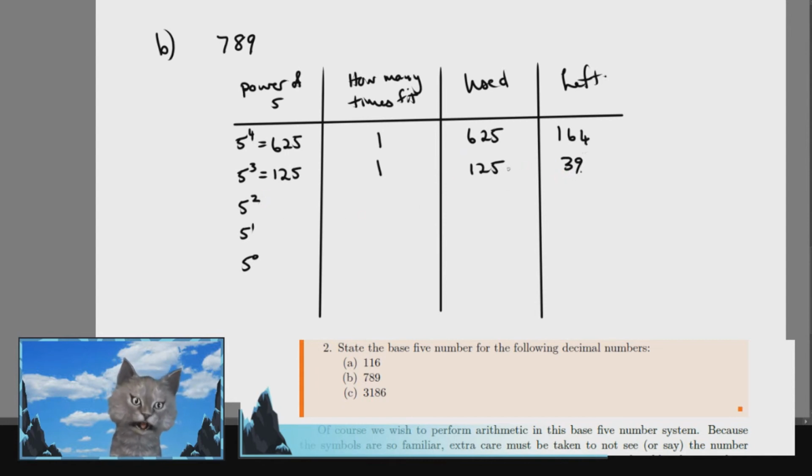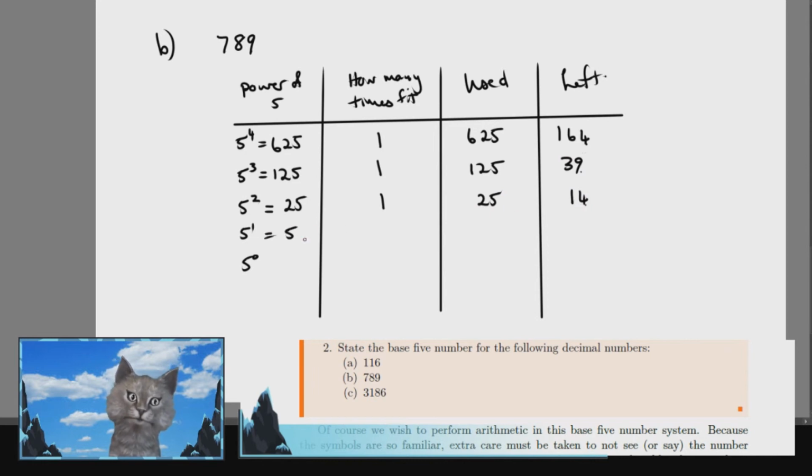39. And you can check that I couldn't fit in more because I only have 39. My group size is 125 at this stage. Couldn't fit in more. So 5 squared is 25. I can fit in some 25s. 1 again. Oh, it's not very exciting. But I've used 25 of the remaining 39. How much do I have left? 14.